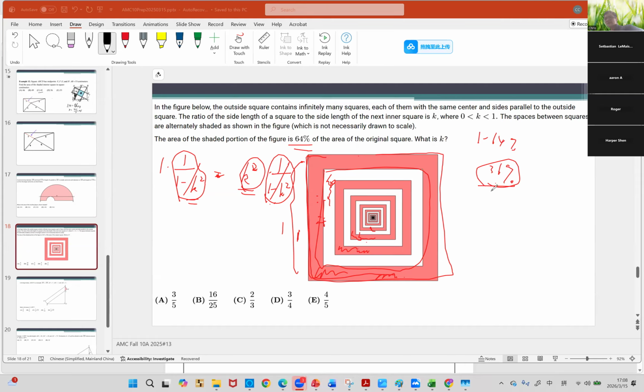So white area versus the shaded area is this. That's the area ratio, and we know that the area ratio is the square of the side length ratio. The side length ratio is k, so that is equal to k squared. So all you need to do is calculate this. k is just equal to the square root of that, so it's the square root of 36 over 64. So that's 3 over 4.